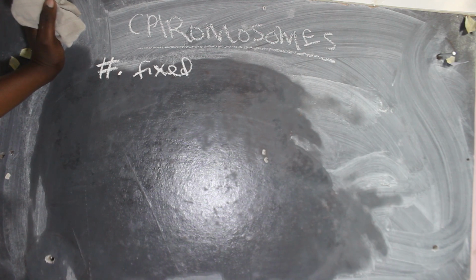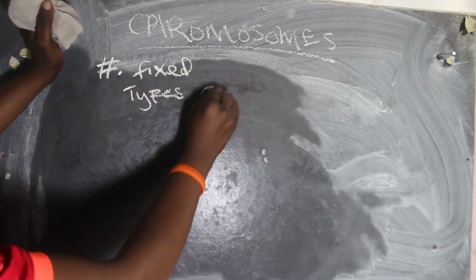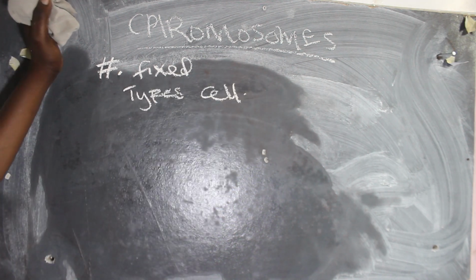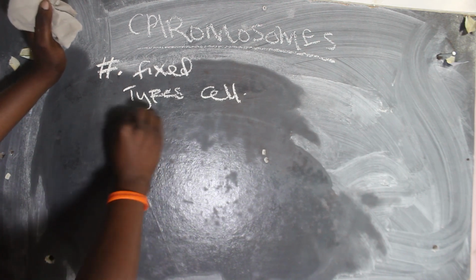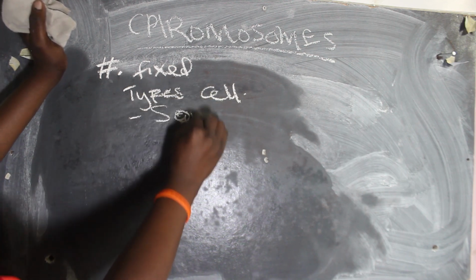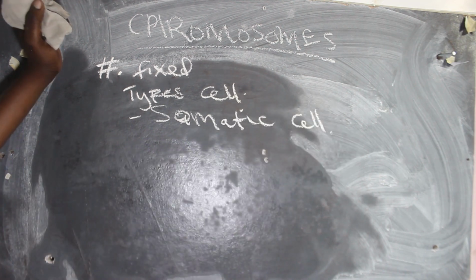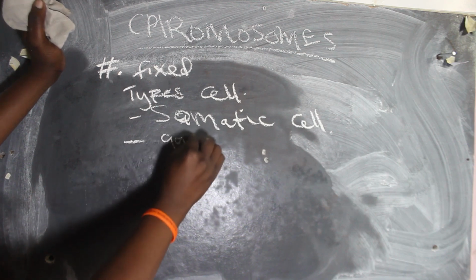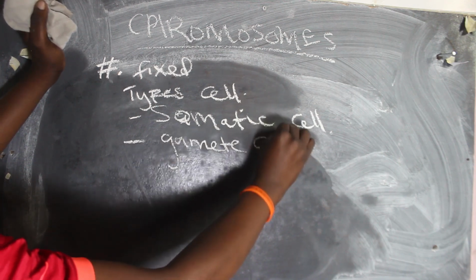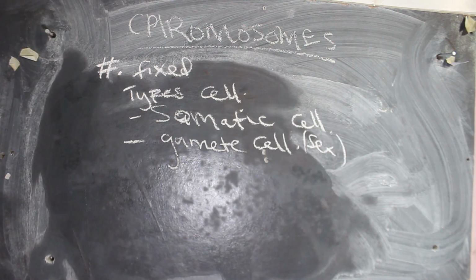So we've got two kinds of cells. One thing that you should remember is that we've got two types of cells. Can you remember the two types of cells that we have? I think I talked about this in the reproduction class online. We've got somatic cells, also known as body cells. Then we also have gamete cells, which are also known as what? Sex cells. Remember that? So we've got these two types of cells.